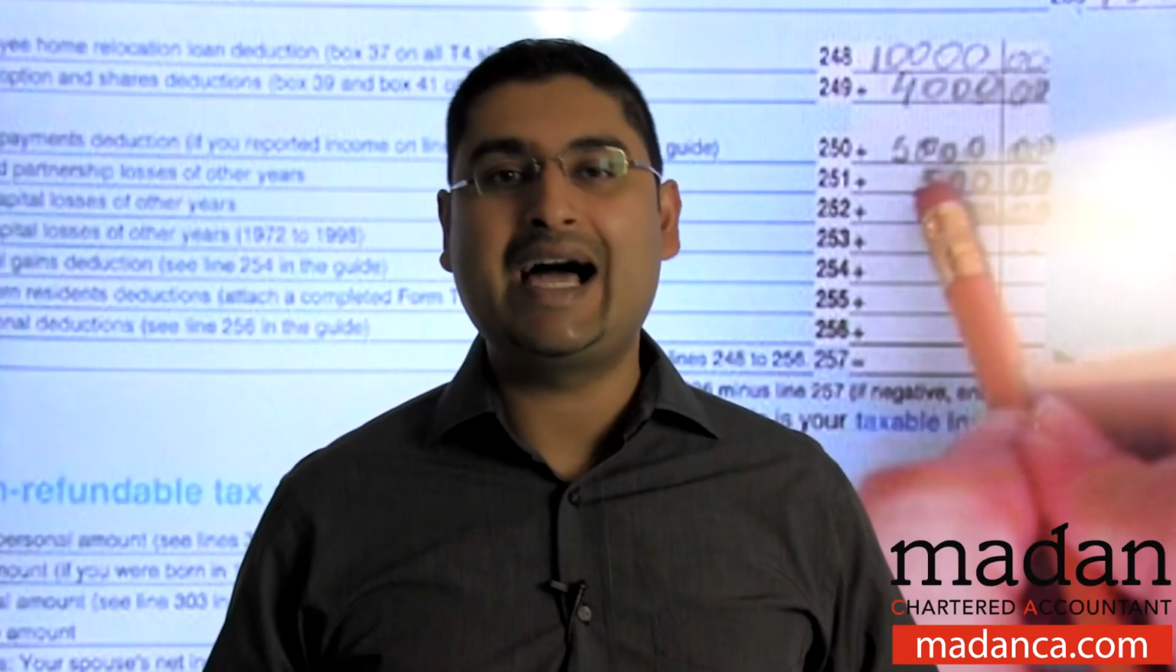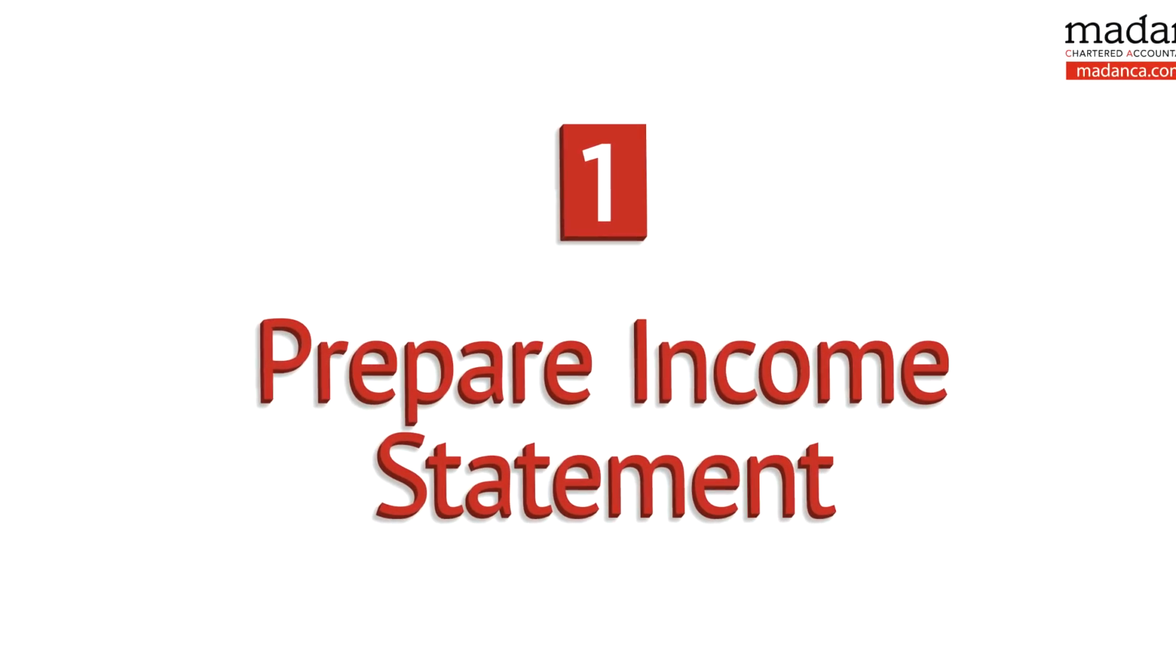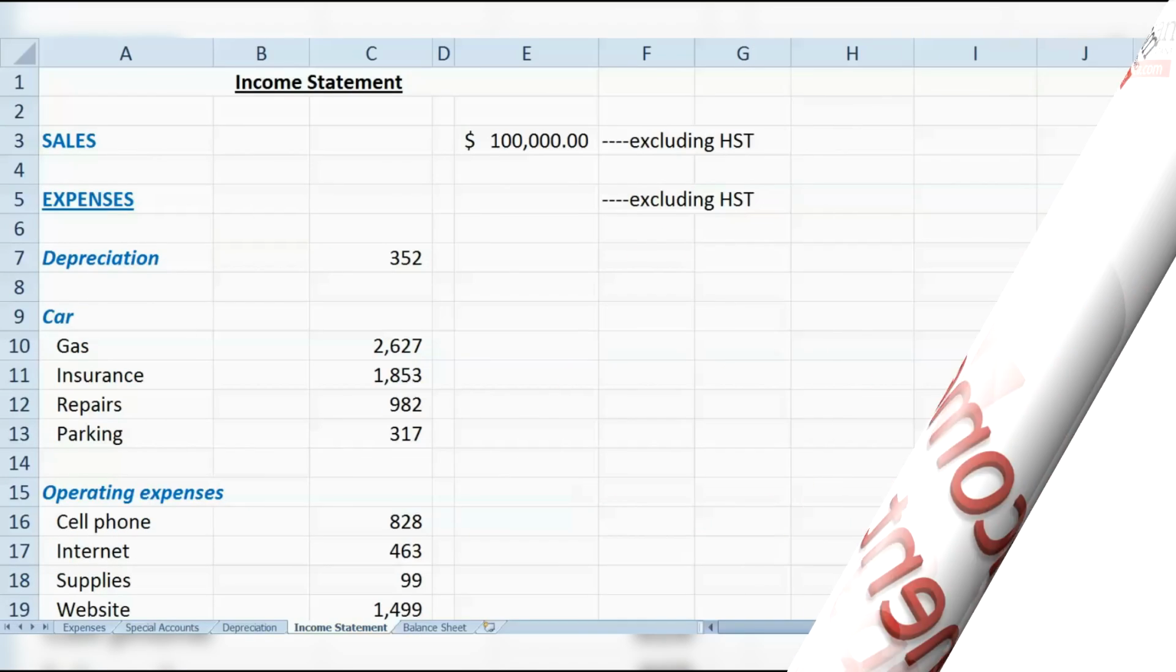Today's video is called How to Prepare the GIFI, also known as the Tax Financial Statements. Completing the GIFI is the most important part of preparing your corporate tax return. So let's get started. The first step in preparing the GIFI is to prepare the income statement.